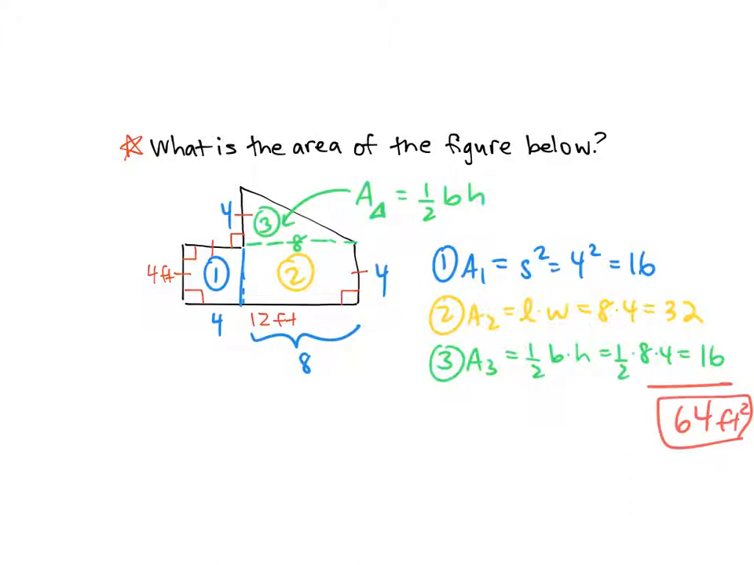Okay, so if you broke this down into a square, a rectangle, and a triangle, got the areas for those and added them together, you should get 64 feet squared.